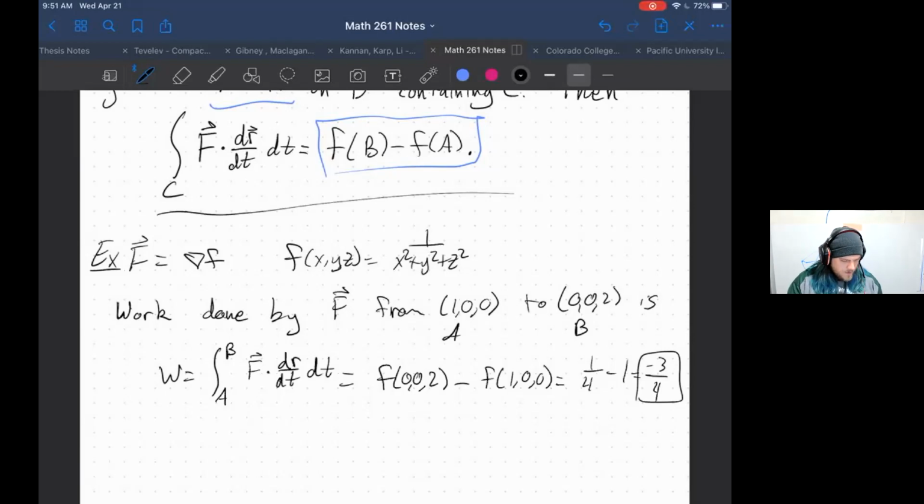So tomorrow we will, Friday we will go over more examples, talk about how to find potential functions, these little f's, and that's a bit of a trip. So stay tuned for that.